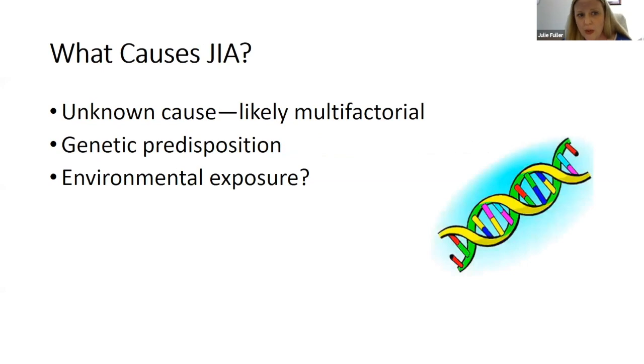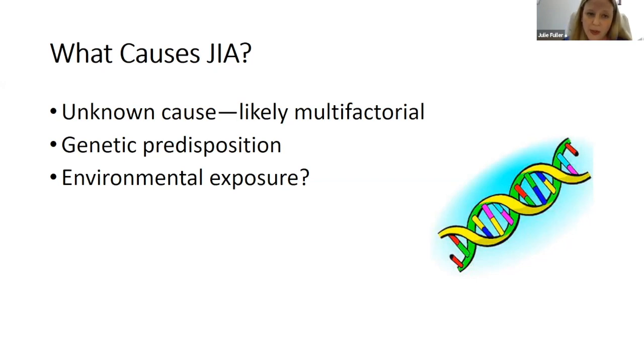So what do we know that causes juvenile idiopathic arthritis? And the answer for this is we don't know. There is no known cause, and we feel it's likely multifactorial with some genetic predisposition and then also probably some second hit or environmental exposure. We know most of our patients don't have any other family members that have a history of juvenile arthritis, although we do have a few sibling pairs and a few parent-child pairs in our practice, and that has been reported.